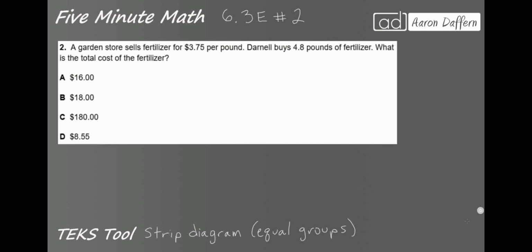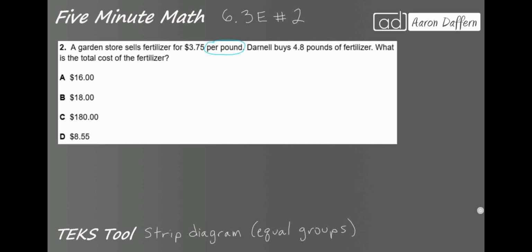So we've got a garden store selling fertilizer. We've got $3.75 a pound. Darnell's buying 4 and 8 tenths pounds, or 4.8 pounds. And what's the total cost? Now, this is an equal groups problem, and it just gives you one little phrase that's going to tell you, and it's this: per pound.